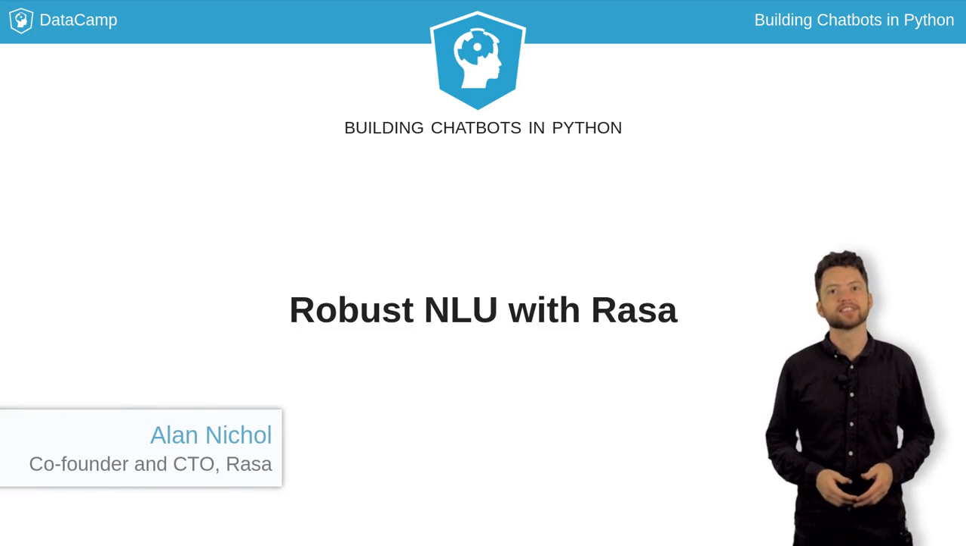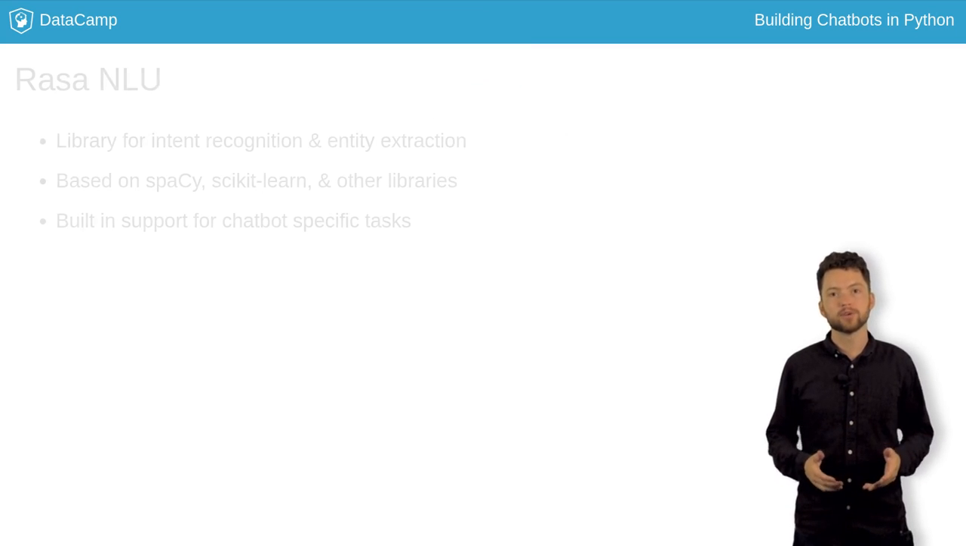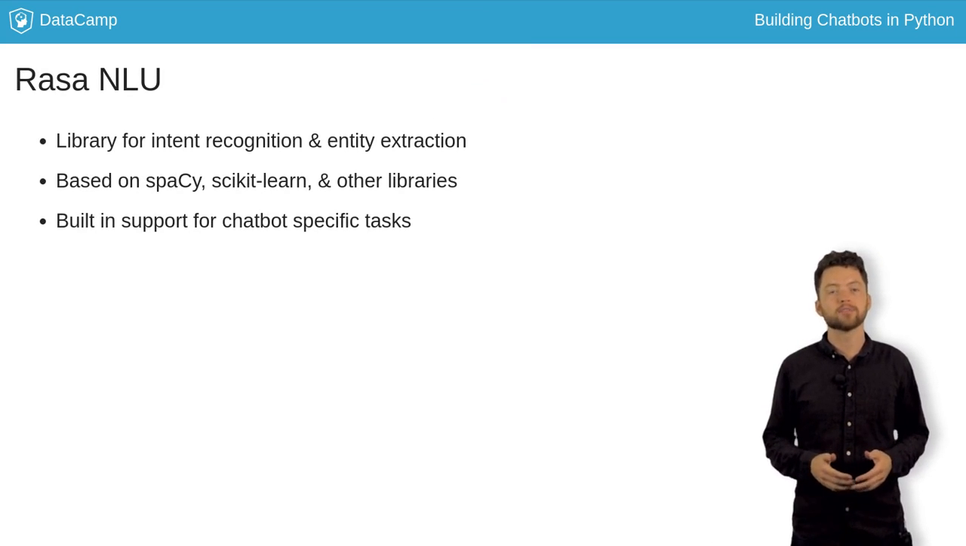In the next exercises, we will use a library called Rasa NLU, or Natural Language Understanding. I'm one of the creators and maintainers of this library. Rasa NLU provides a high-level API for intent recognition and entity extraction, and it has a number of useful components already built in, which can help you build chatbots.